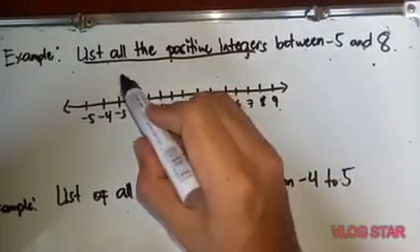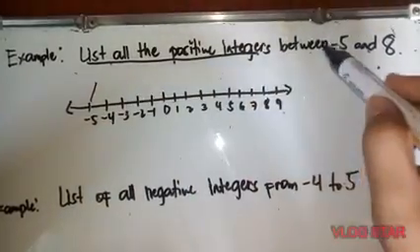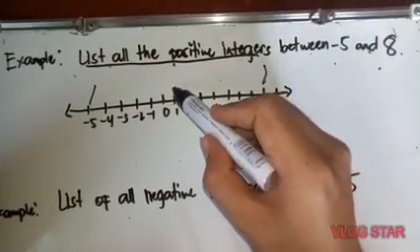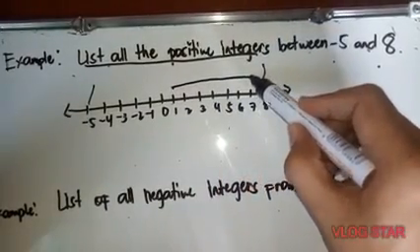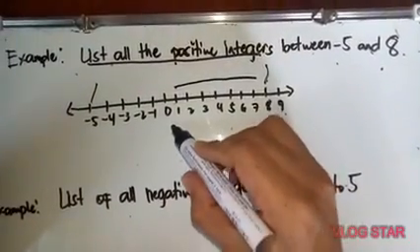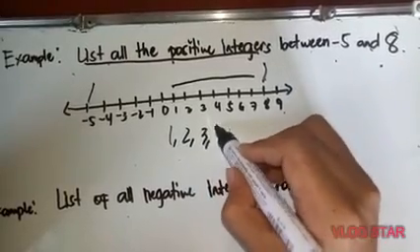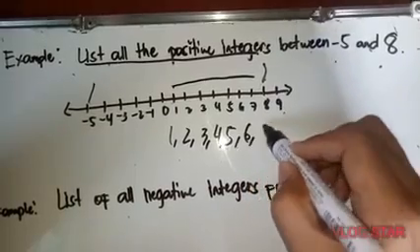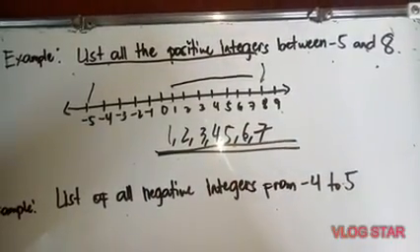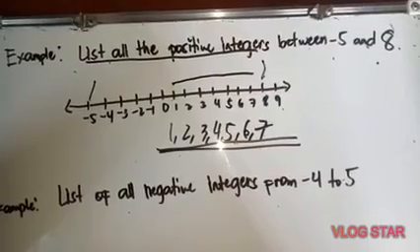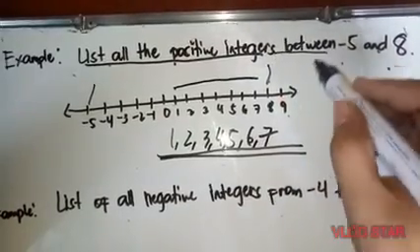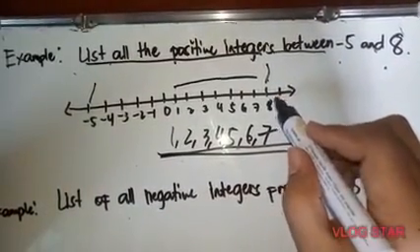So between negative 5, so this is negative 5 and this is 8. In between them, the positive numbers are 1, 2, 3, 4, 5, 6, and 7. Okay, so this is the list of positive integers between negative 5 and 8. Since the question is between, that's why we do not include 8.